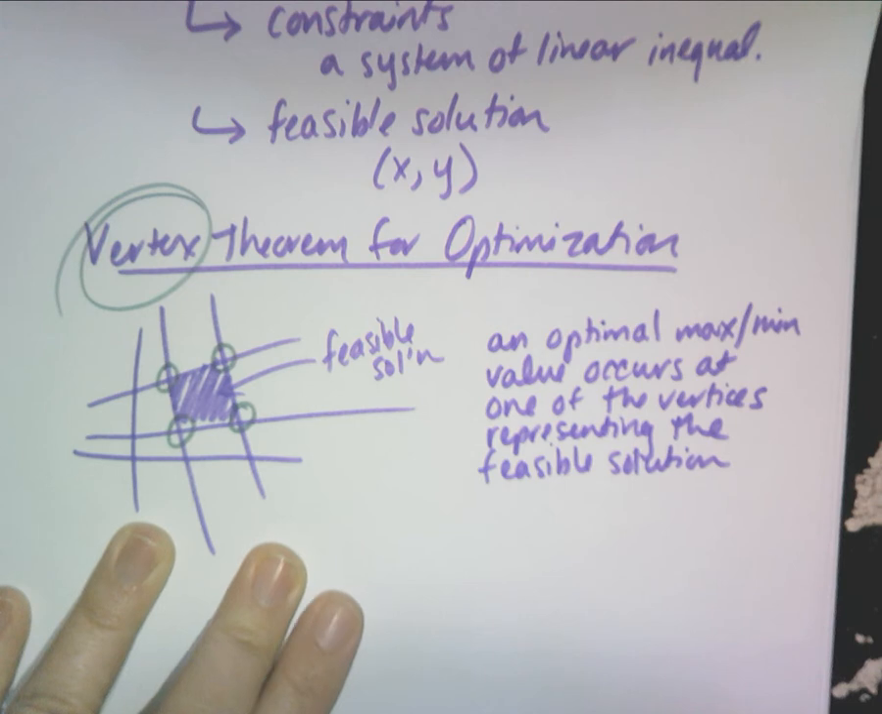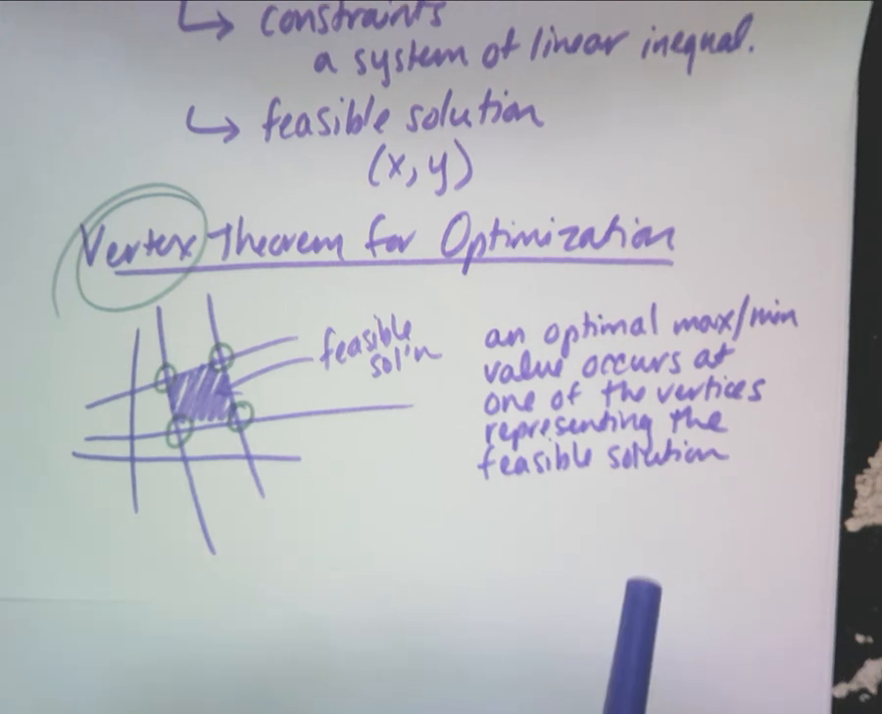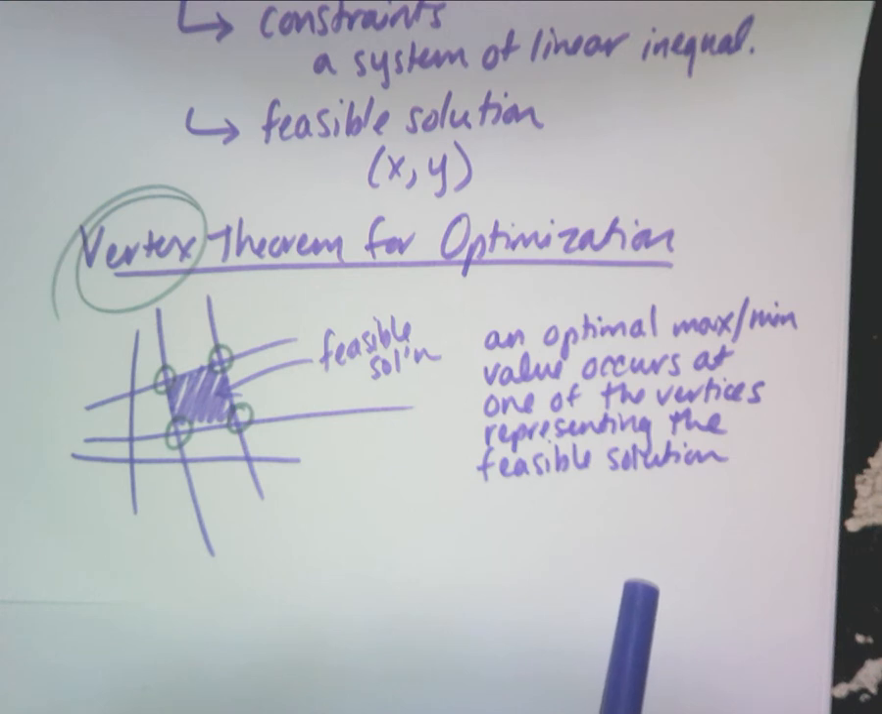An optimal max or min value occurs at one of the vertices representing the feasible solution. If you don't remember anything else from today, because most of what we're going to do is on the calculator anyway, all you really need to find are those intersection points, these points that create the polygon, and those 4 points will help you find the max or min in the objective function. That's really all it boils down to. Okay?